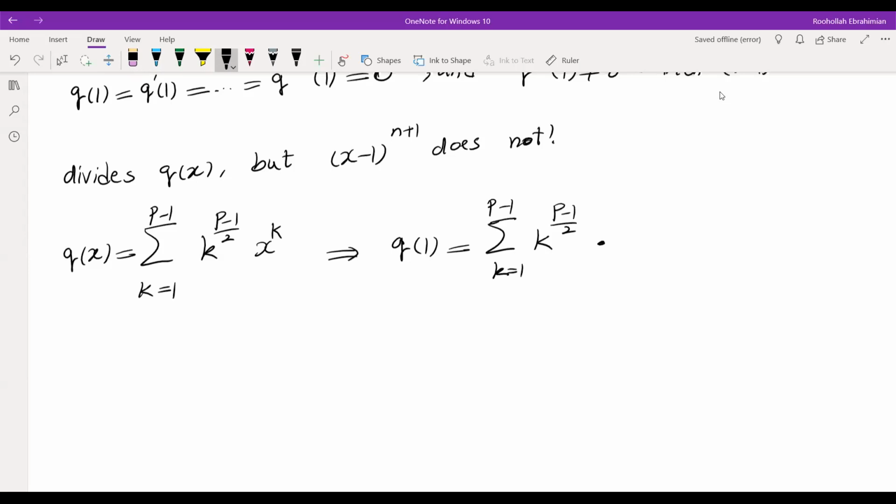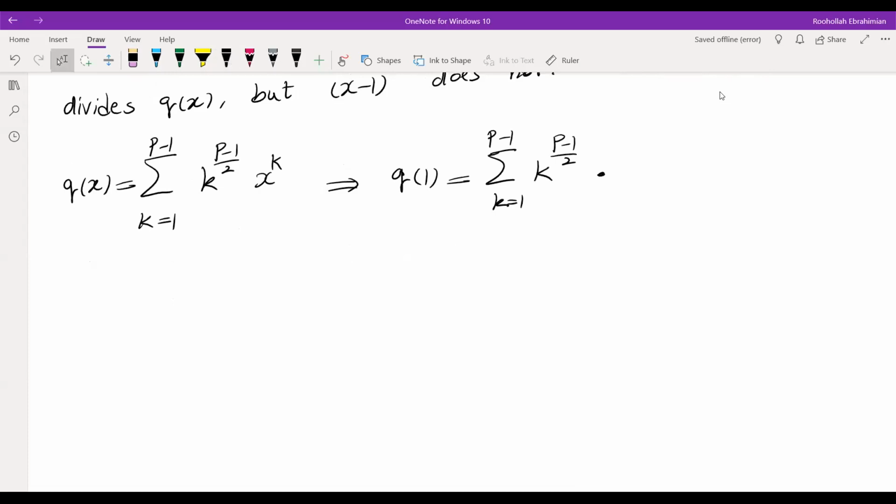Okay, so that's interesting. So the question is asking me to find powers of the integers 1 to p minus 1. At this point, it's 1 to the power of (p minus 1) over 2, 2 to the power of (p minus 1) over 2, 3 to the power of (p minus 1) over 2, and so on, all the way to (p minus 1) to the power of (p minus 1) over 2. So I'm trying to figure out what this sum is.